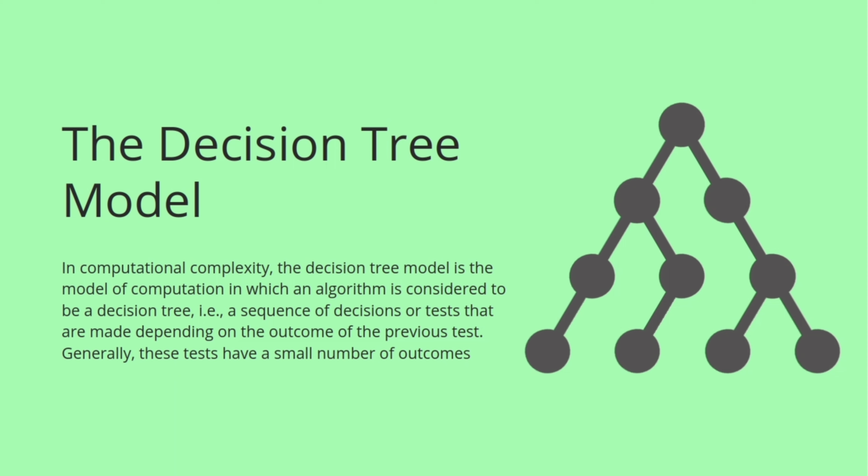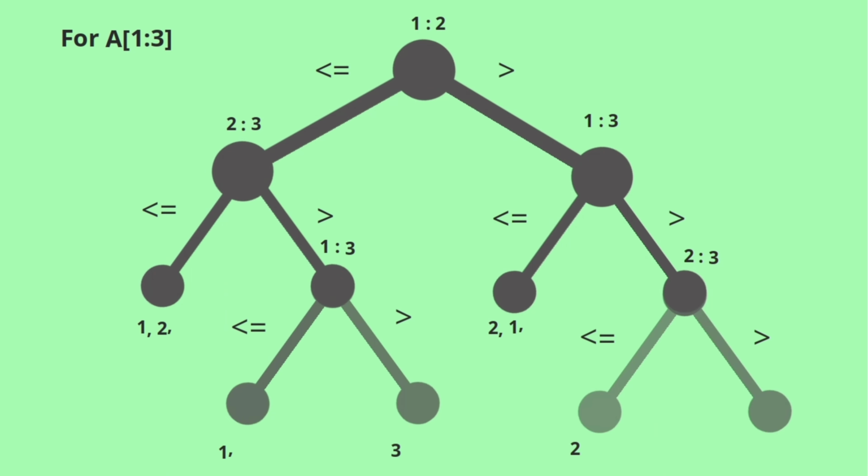Generally, these tests have a small number of outcomes, mostly binary, that is, a yes or a no, such as the solution for the element distinctness problem. Let us see an example of a decision tree designed for sorting an array of three elements. Here we have an array A indexed 1 to 3. We can build a tree to compare all the elements and make decisions depending on the outputs.